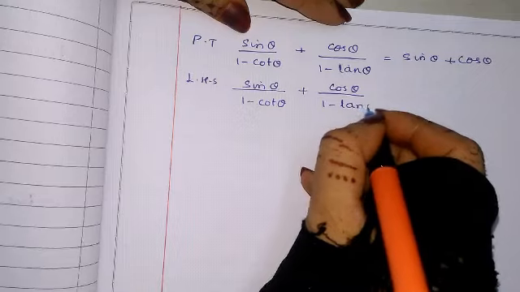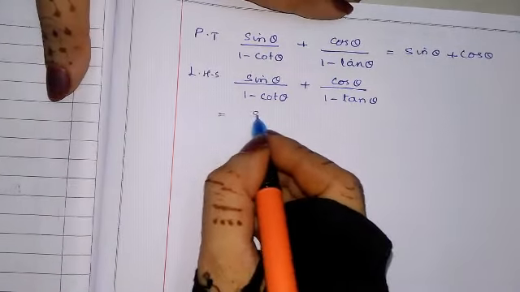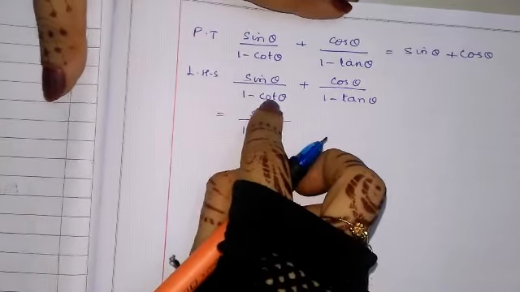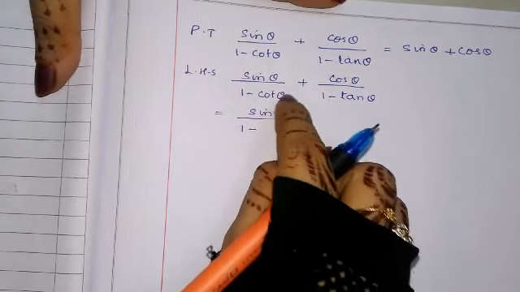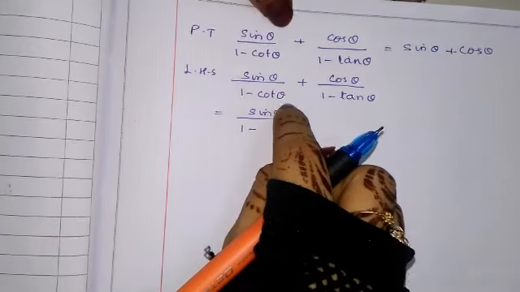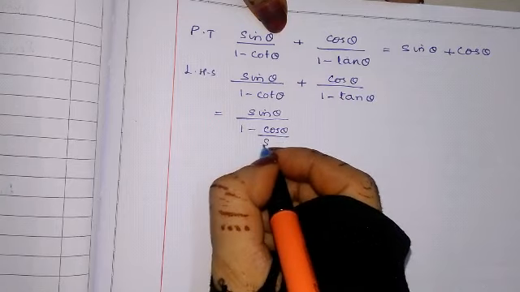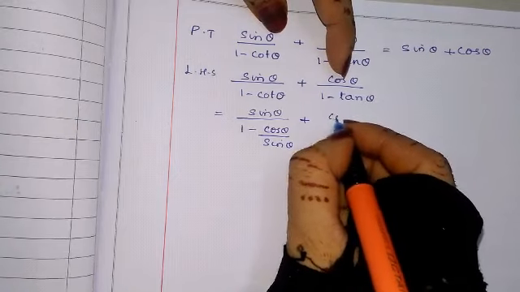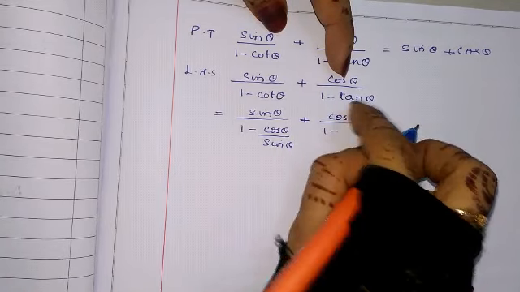minus tan theta. Now our answer should be in sin and cos. So what we have to do is, sin theta we should keep as it is. 1 minus cot theta, we know that cot is cos upon sin. To solve trigonometric problems we should be perfect in the identities first. Cot theta is nothing but cos theta upon sin theta, plus, numerator cos theta as it is. 1 minus tan theta, tan theta is nothing but sin theta upon cos theta.